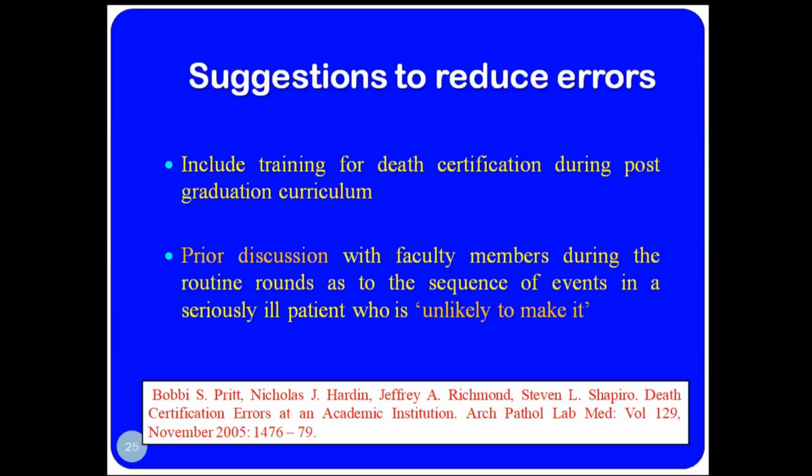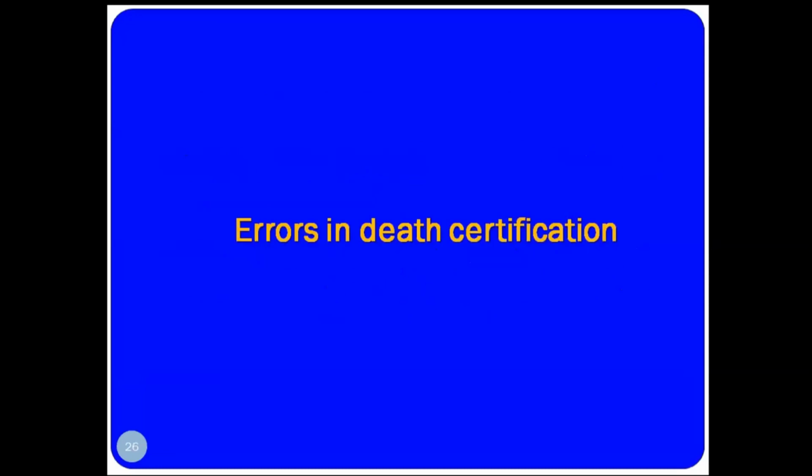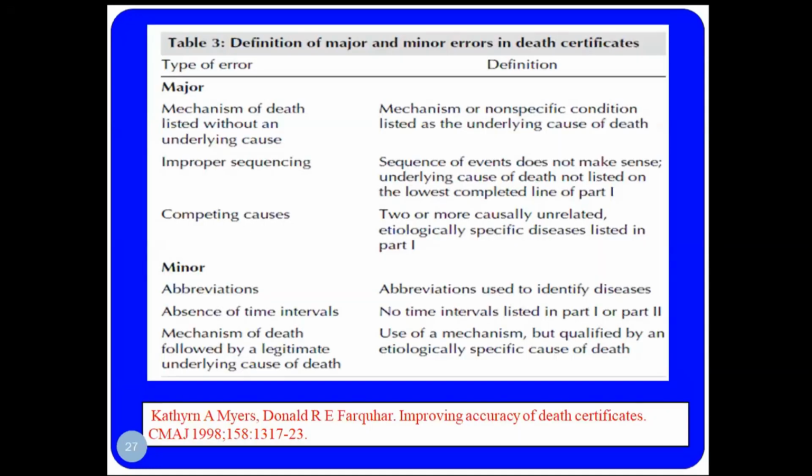So training is important, and we should have regular discussions amongst the residents and amongst the faculties, especially for difficult case scenarios. Now, what can be the errors in death certificates? There is also a classification for errors in death certification, and they have been classified as major errors and minor errors. Major errors are important, because if major errors are there in the death certificate, then it has very little meaning. Mechanism of death listed without an underlying cause: if you do not have an underlying cause and straight away you write cardiac arrest, it's a major error.